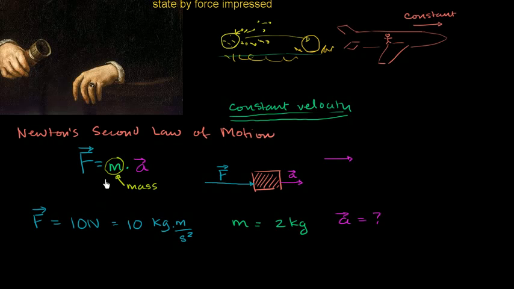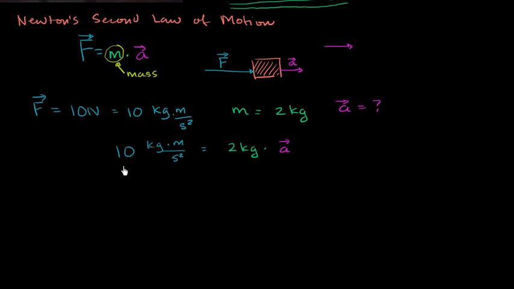So what would be the acceleration? Well, we just use F equals ma. You have, on the left-hand side, 10. I could write 10 newtons here, or I could write 10 kilogram meters per second squared. And that is going to be equal to the mass, which is 2 kilograms, times the acceleration. And then to solve for the acceleration, you just divide both sides by 2 kilograms. That cancels out. 10 divided by 2 is 5. And then you have kilograms canceling with kilograms. On your left-hand side, you get 5 meters per second squared.